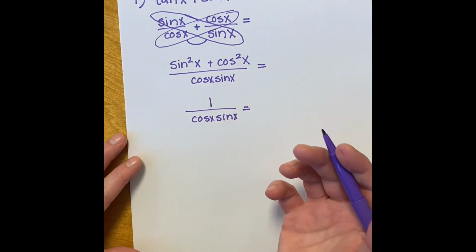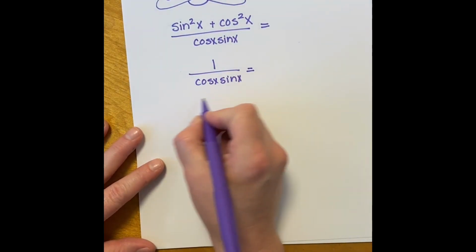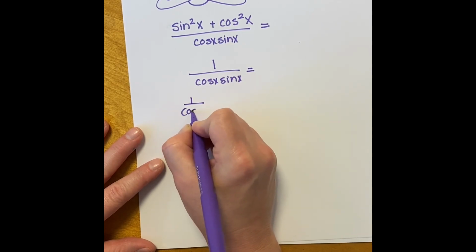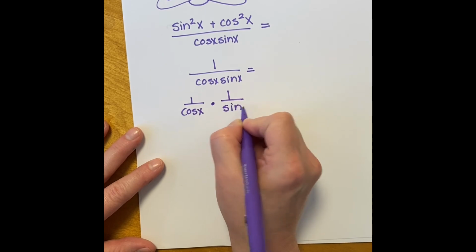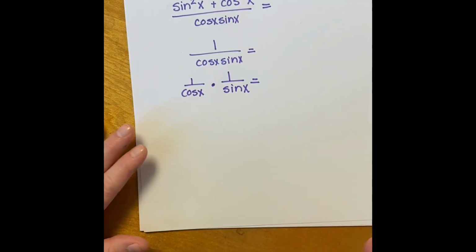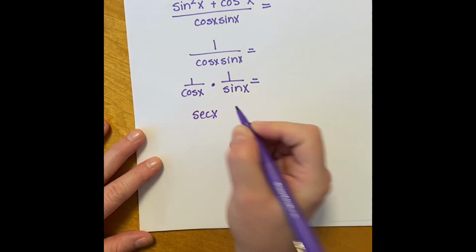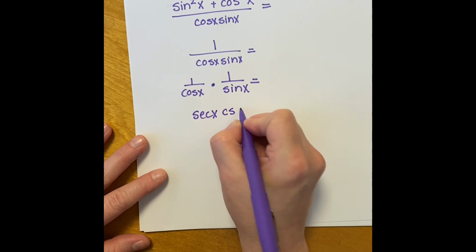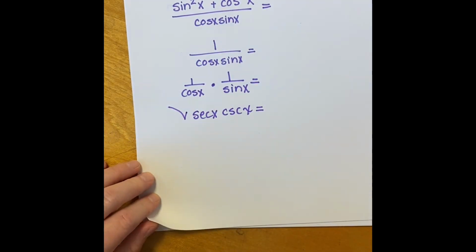All right, and remember, one of our strategies is to break things up. So I'm going to break this up. I'm going to make it 1 over the cosine of x times 1 over the sine of x. Are you getting excited? We're almost there. 1 over cosine is secant. And 1 over sine is cosecant. Got it.